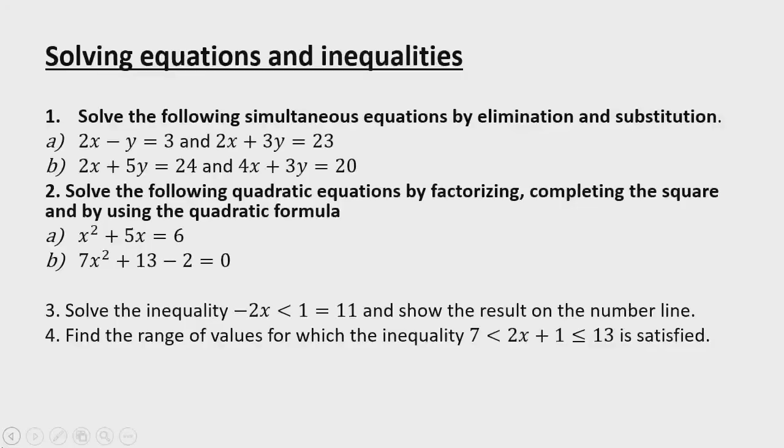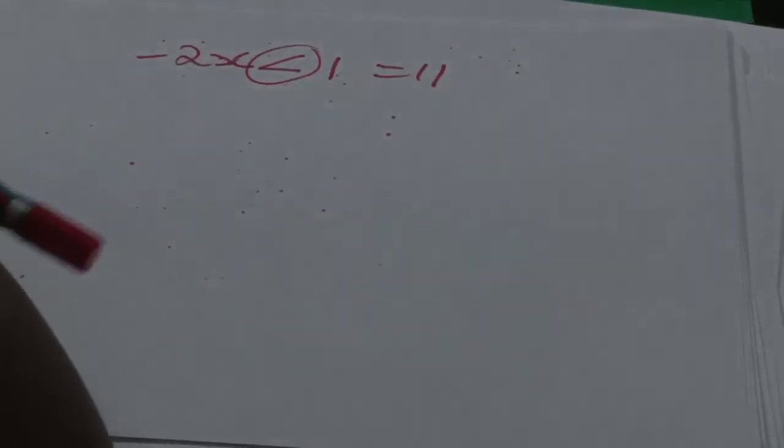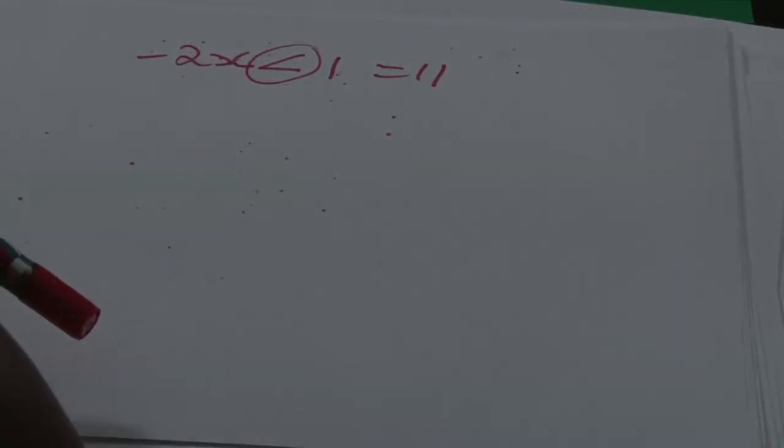Then we move on to solving inequalities and showing them on the number line. We have negative 2x less than or equal to 11. Solving an inequality is the same as solving an equation. It's just that you have to keep your sign. Don't make it an equal sign.